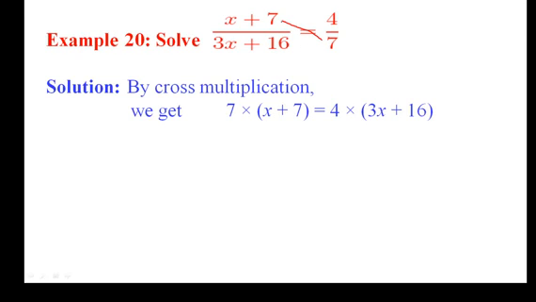That means 7 into (x plus 7), and (3x plus 16) into 4. Like this we have to take. Now multiply 7 with x plus 7: 7 into x, 7x, plus 7 into 7, 49. Then 4 into 3x, 12x, and 4 16s are 64.